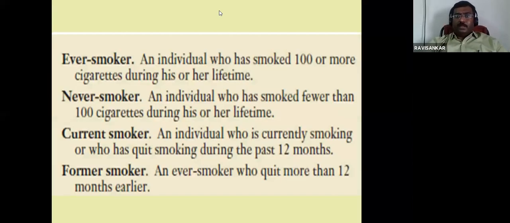Remember that there are a few terminologies you have to understand: ever smoker, never smoker, current smoker, and former smoker. An individual who has smoked 100 or more cigarettes during his or her lifetime is considered an ever smoker. A never smoker is an individual who has smoked fewer than 100 cigarettes during her lifetime. A former smoker is one who quit more than 12 months earlier.